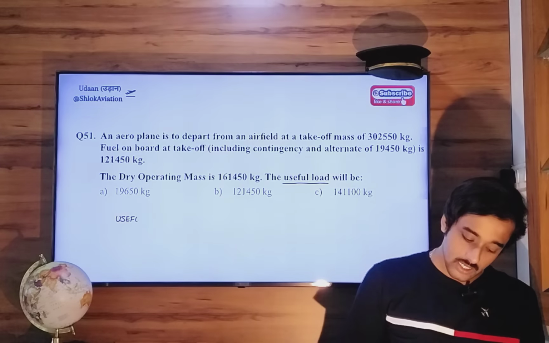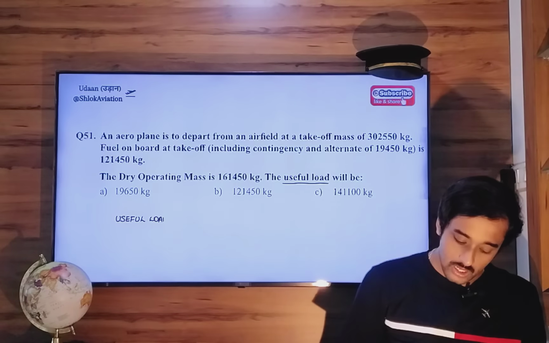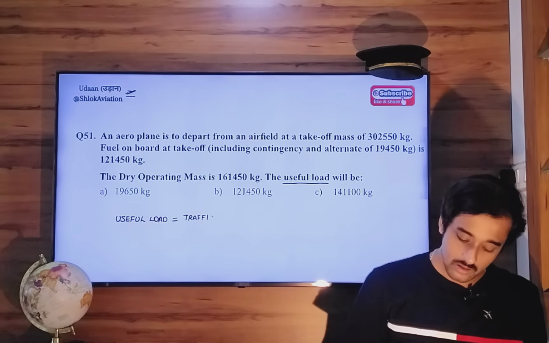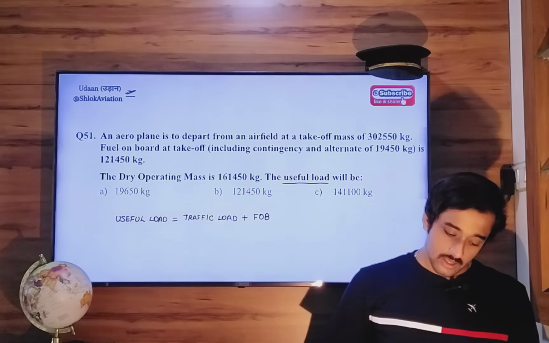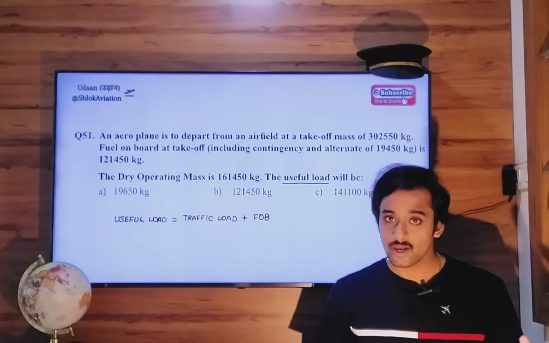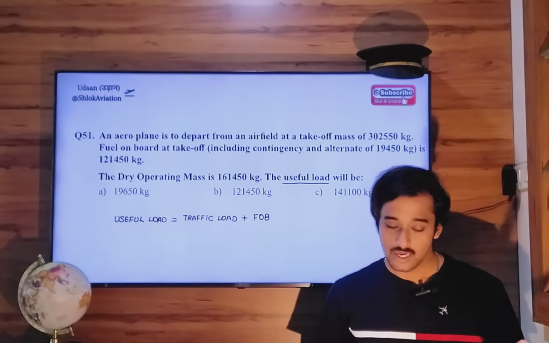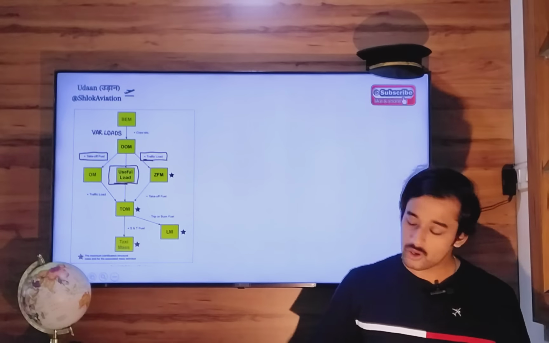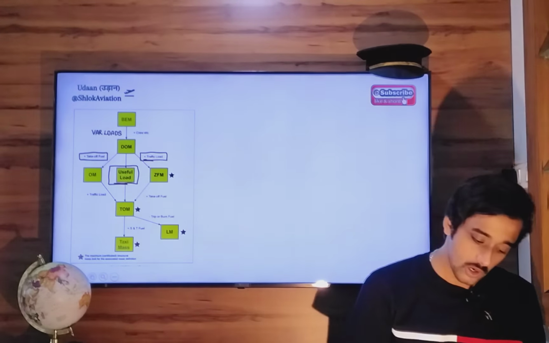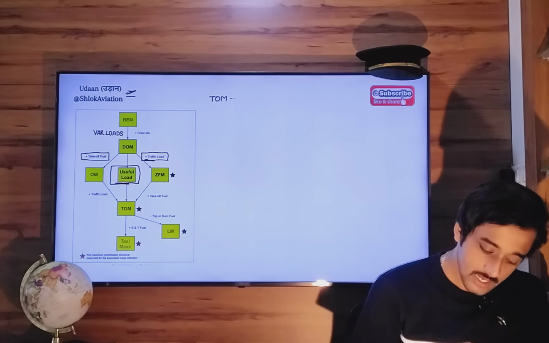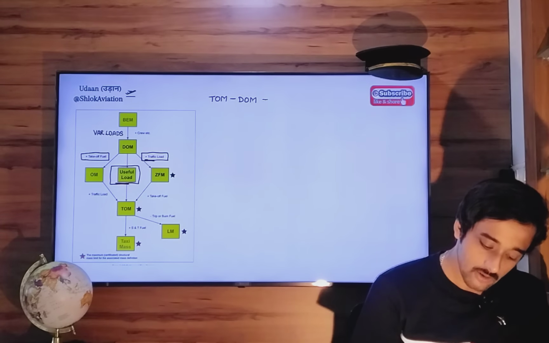Useful load is equal to traffic load plus takeoff fuel or fuel on board, right? So now in this question we have not been given traffic load and fuel on board separately. So there is another way to find out useful load, that is takeoff mass minus dry operating mass will give us useful load. Takeoff mass minus dry operating mass equals useful load.